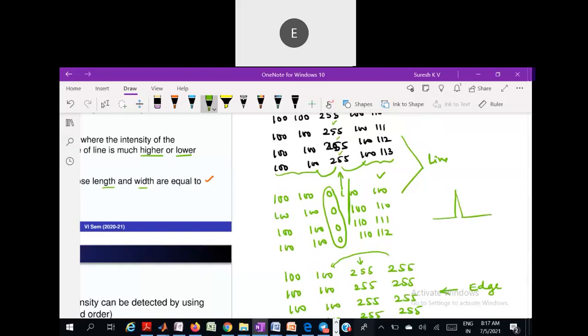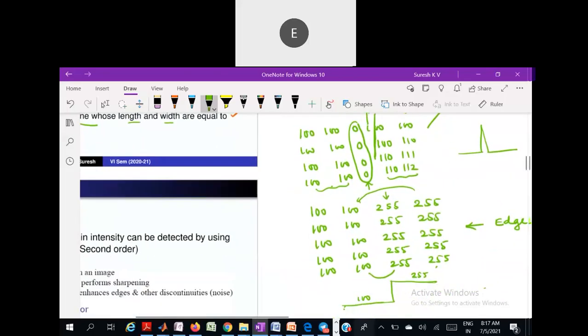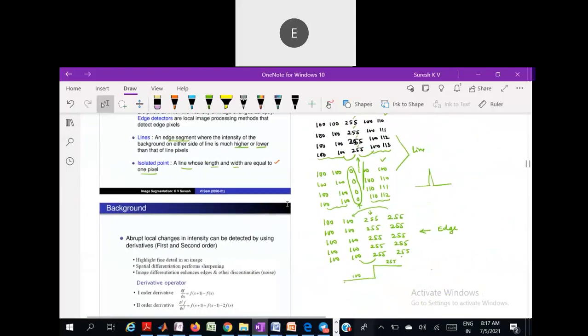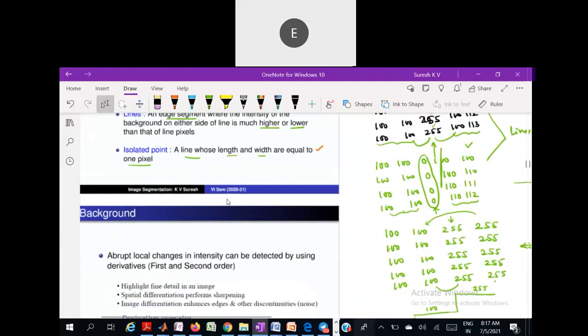It will come back to 100 again. As you can see near the line, this value and this value are same. Do you notice the difference between a line and an edge? Any doubt?